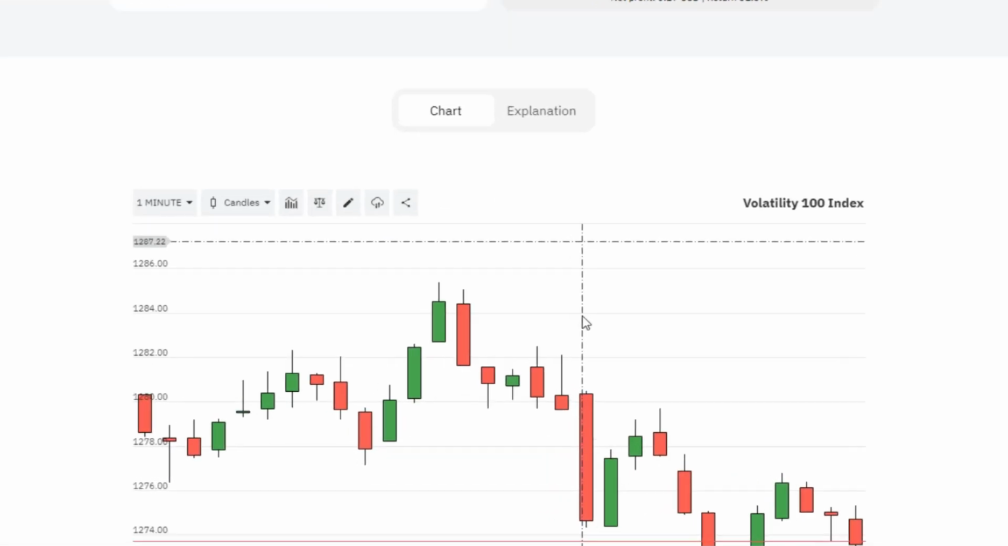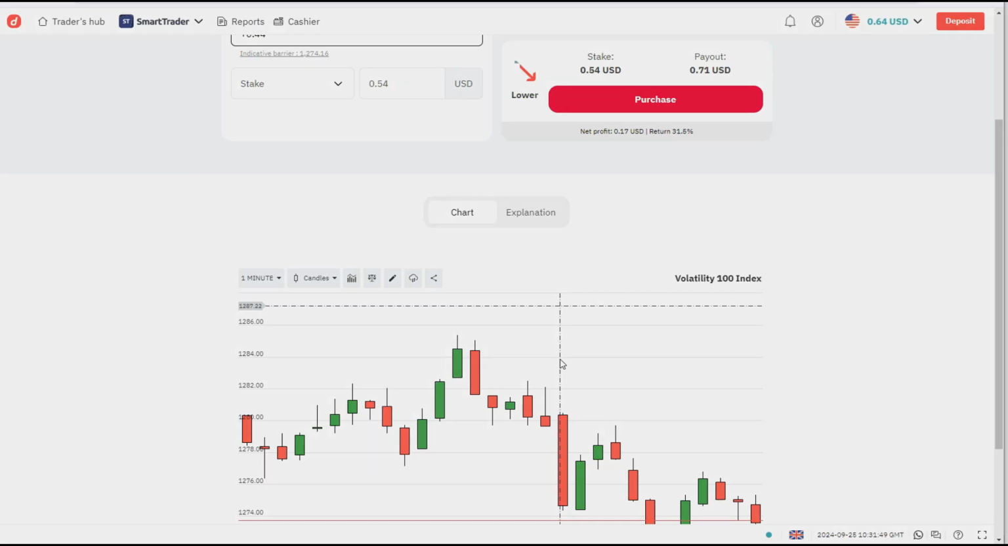Now here's how to analyze the market. First, ensure that the 1-minute candle is red if you're planning to make a lower trade. This is a key indicator that the market is moving downward, and it gives us a stronger signal for a potential entry. So, always confirm the candle's color before making your move to increase your chances of success.